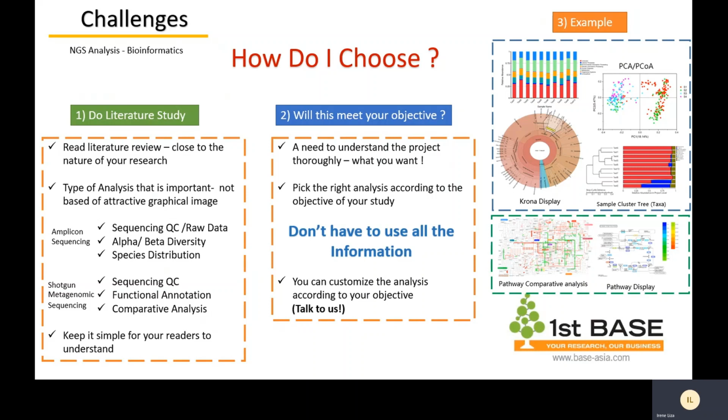When you want to do shotgun metagenomic sequencing, what you are going to have is the pathway comparative study. This pathway comparative study is about the genes, what kind of genes are involved, because it is a functional analysis. So you get the functional analysis and the pathway display. This particular bioinformatic analysis is what you need, or perhaps what you are going to discuss. So you need to understand what you want and how you are going to discuss it.